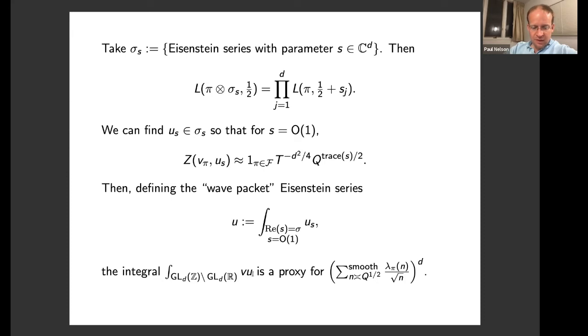And I guess the upshot is that everything in the argument I'm about to give, in my paper, involves absolutely convergent integrals of rapidly decaying automorphic forms. So this wave packet Eisenstein series will actually decay rapidly on the quotient of GLD. And that makes life quite a bit easier.